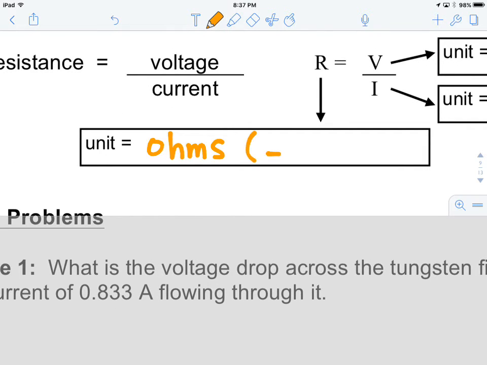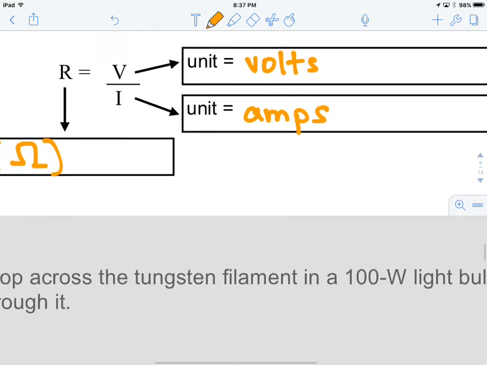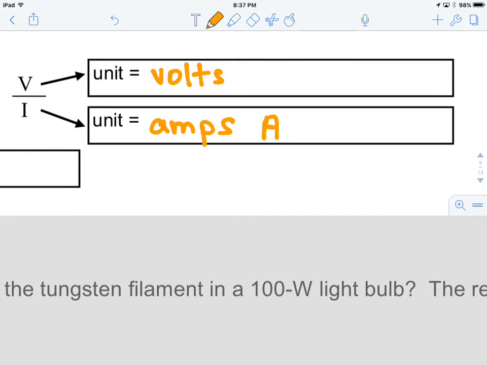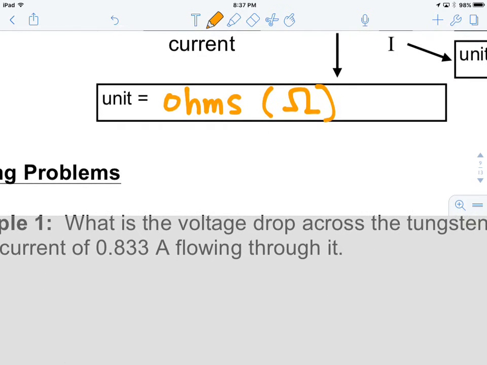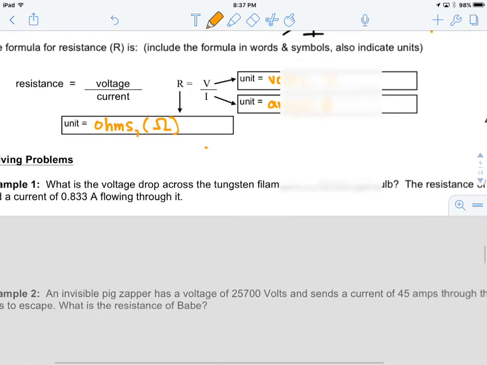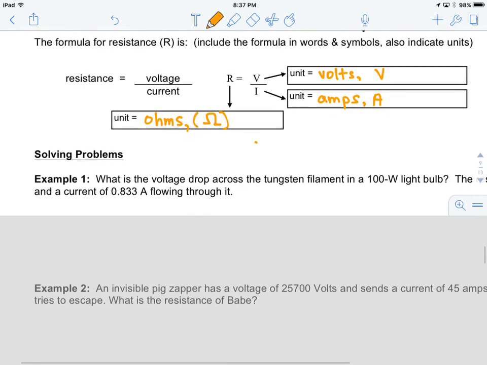We're going to draw this symbol again just so that you can get used to drawing it. Amps is, of course, an A, and volts is, of course, a V. So here are our units, and what we end up with is this relationship between resistance, current, and voltage.